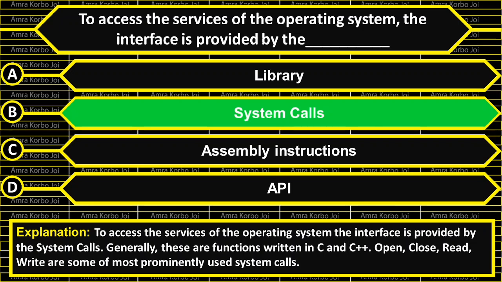Explanation. To access the service of the operating system, the interface is provided by the system calls. Generally, these are functions written in C and C++. Open, close, read, write are some of the most prominently used system calls.